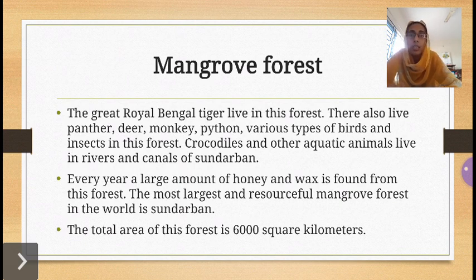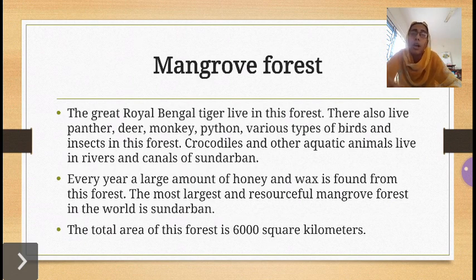The largest and most resourceful mangrove forest in the world is Sundarban. There is no doubt it is the most resourceful forest in our country, because we get a large amount of honey and wax from this forest, and its woods such as Sundari, Kaura, Gawa and Goran also have several uses for our domestic purposes. For that reason it is the most resourceful forest. The total area of this forest is 6,000 square kilometers.